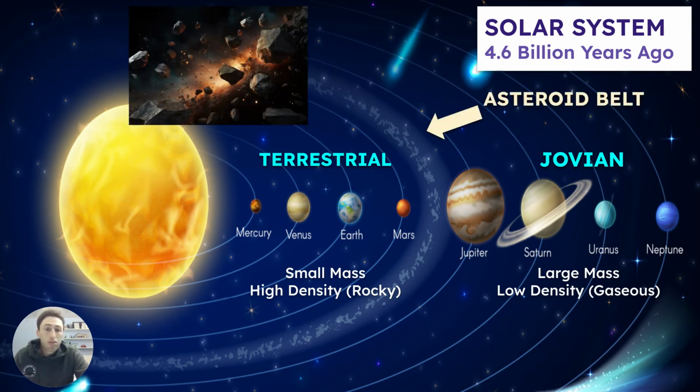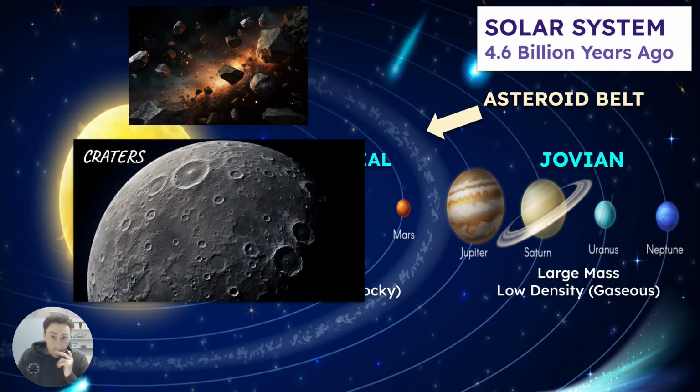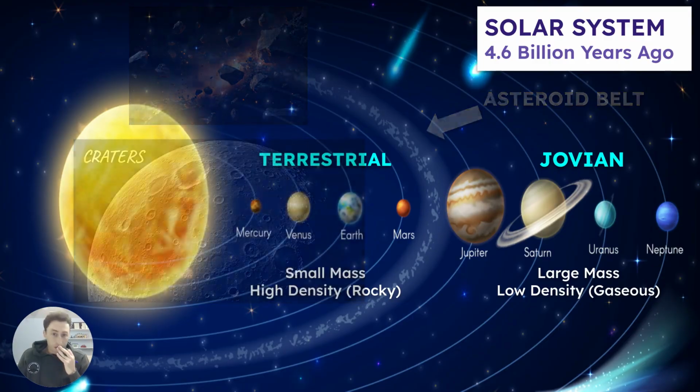Now, in between the terrestrial and the Jovian, you have a belt called the asteroid belt. The asteroid belt is a belt of a lot of rocks which orbit around the sun, in between Mars and Jupiter. These asteroids sometimes collide into planets. For instance, they collide into our moon, and it creates these holes called craters.